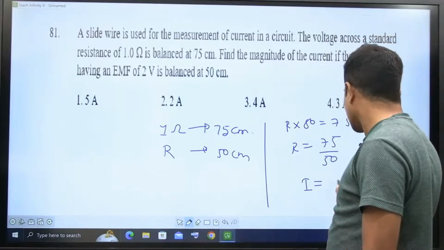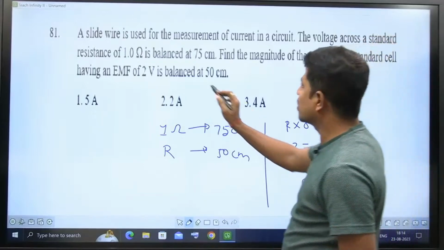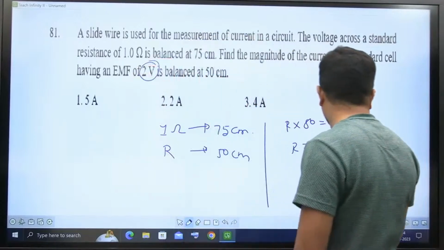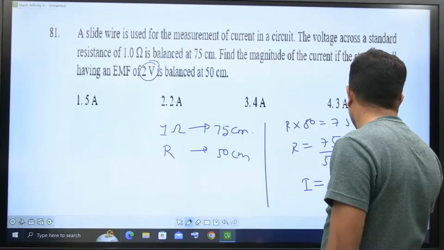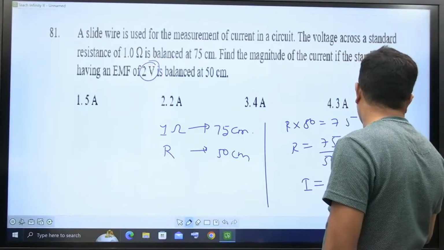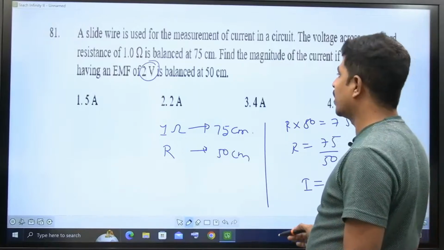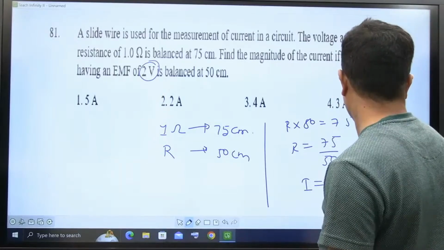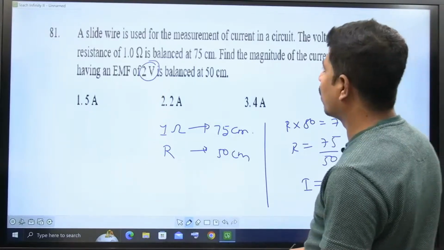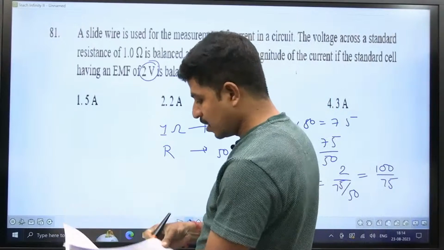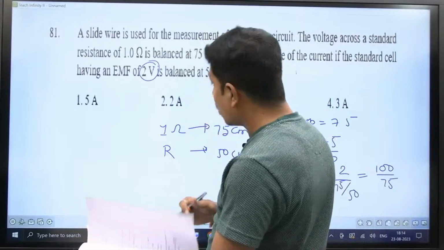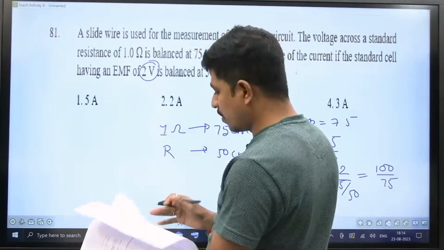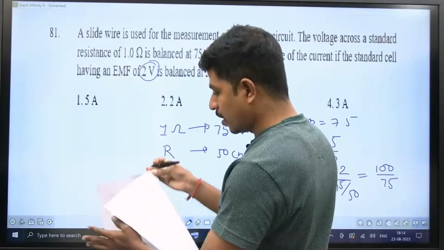Then current I is equal to, voltage is 2 volts, because he said that 2 volt he applied, divided by 75 by 50, 100 divided by 75. Is it right, or did we commit any mistake, or is there any mistake in the question? Let me see if there is any mistake in the given typed question. Question number is 81, right? Yeah, it is 81.